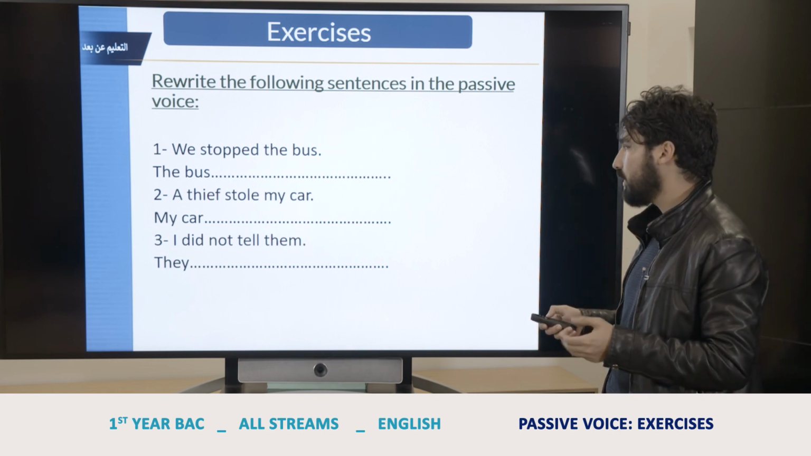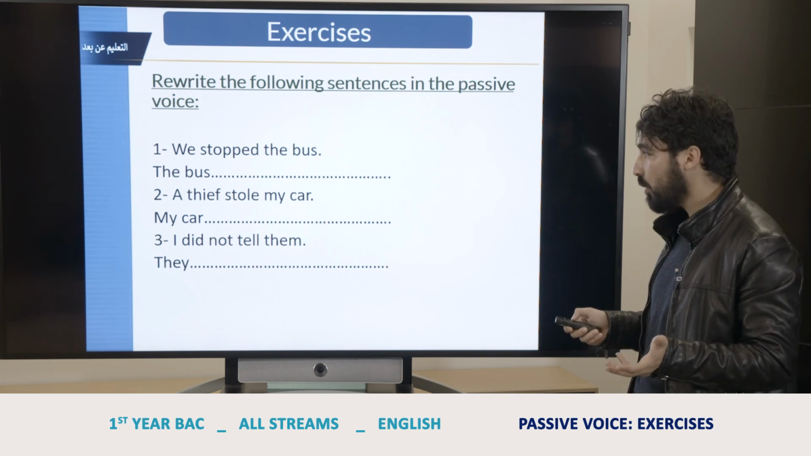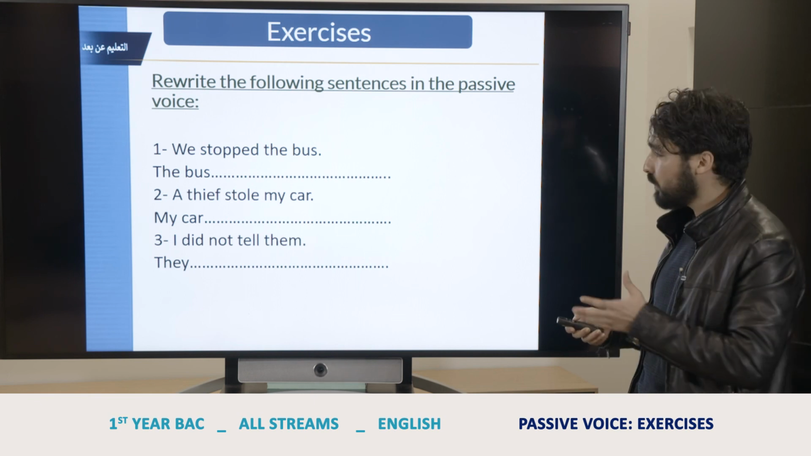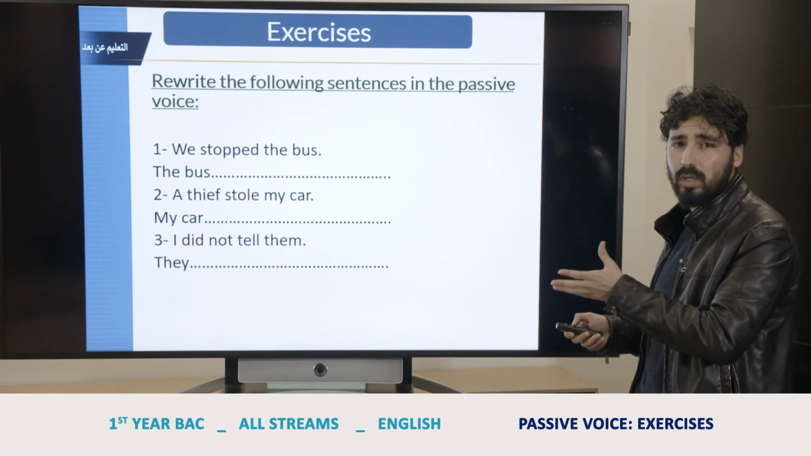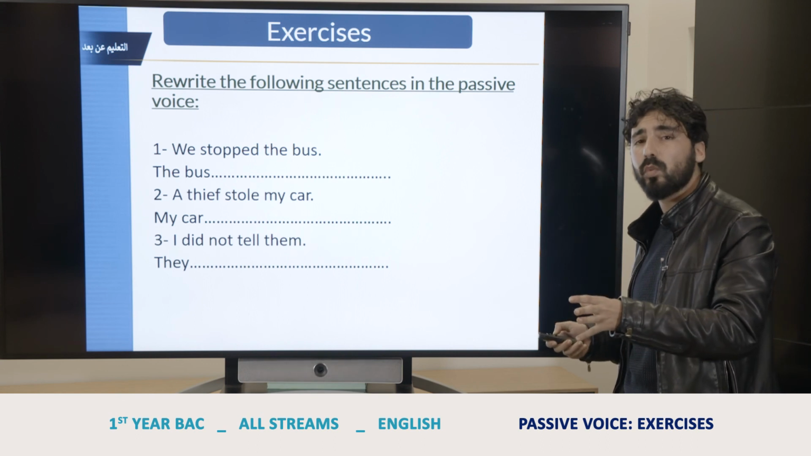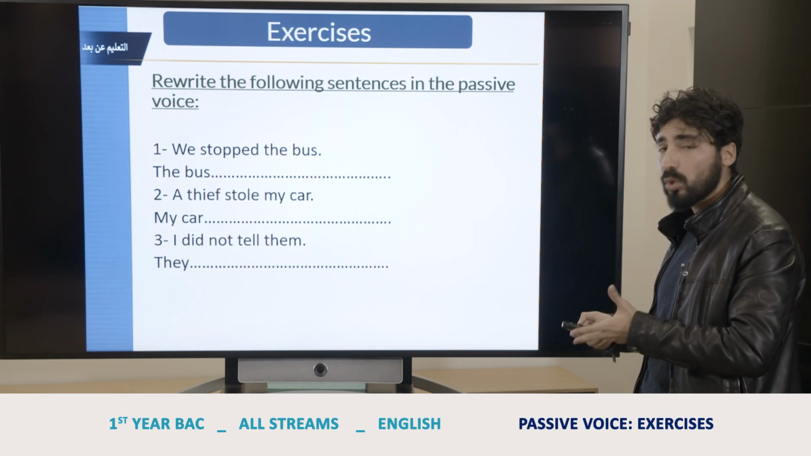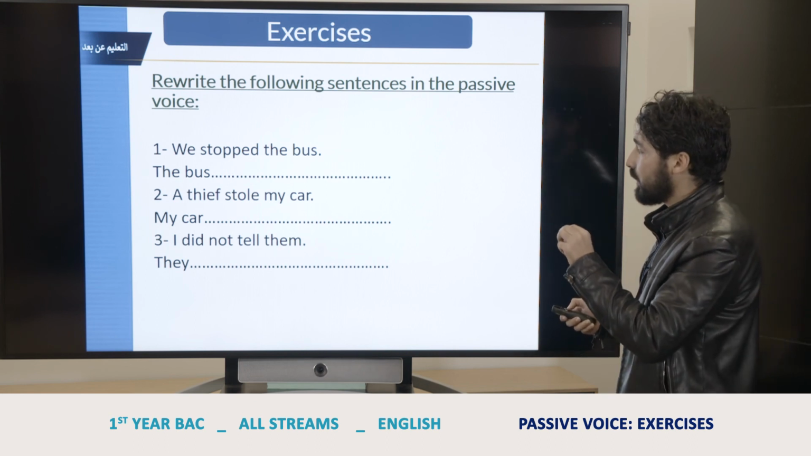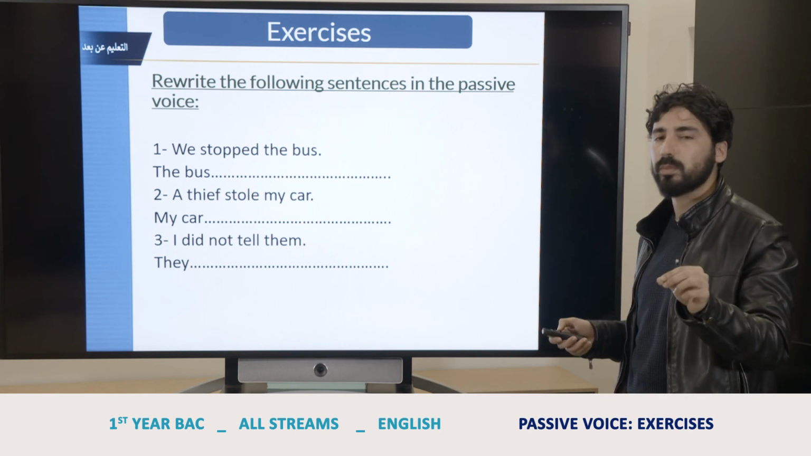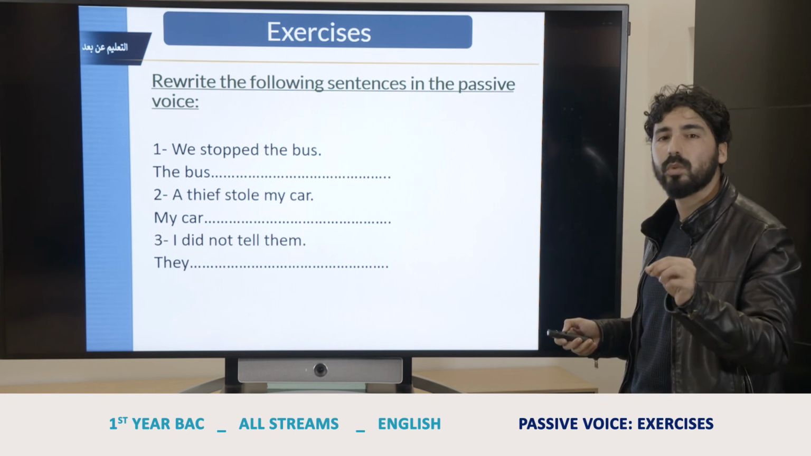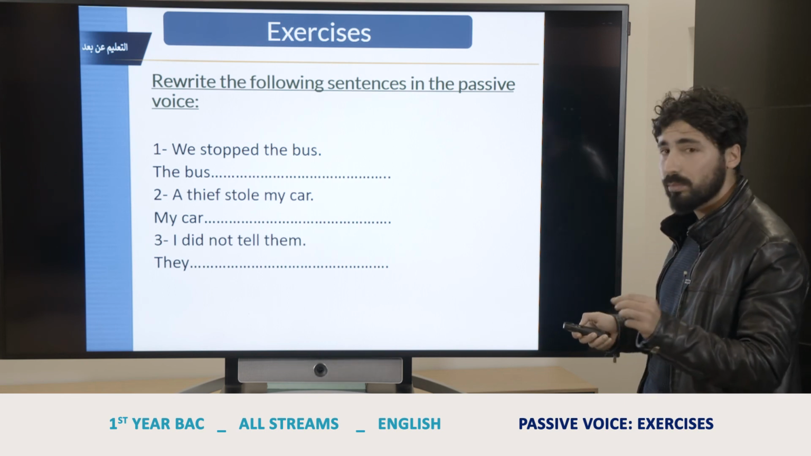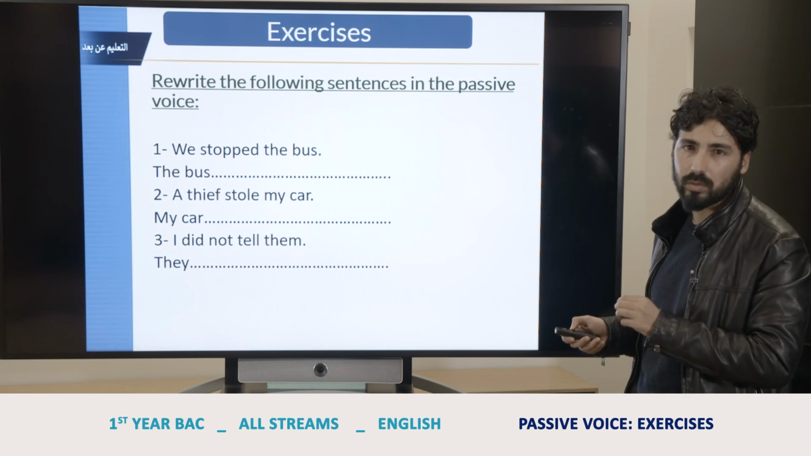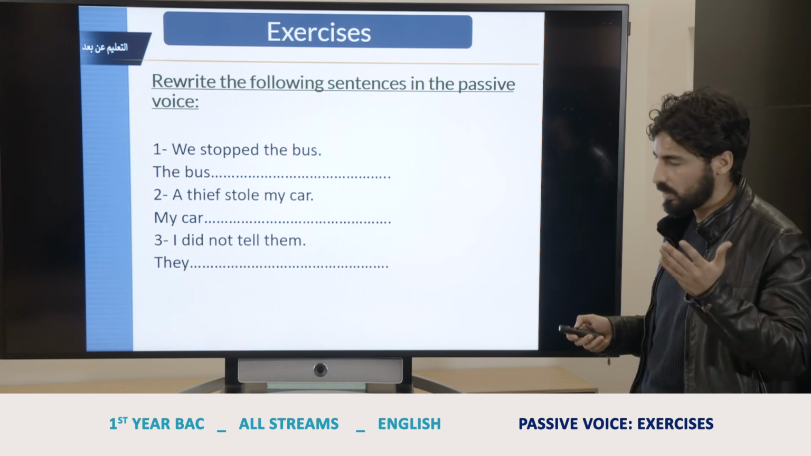Number 3, I did not tell them. What is the object? Normally it's them. But why do we change it into they? Because them is an object pronoun. And when we want to make the passive voice, starting with an object pronoun, we turn it into a subject pronoun. So we say they plus verb to be in the simple past. They was or they were? They were. They were not plus the past participle of the verb tell, which is told. They were not told. I'm not going to say, of course, by I, because it's a pronoun.